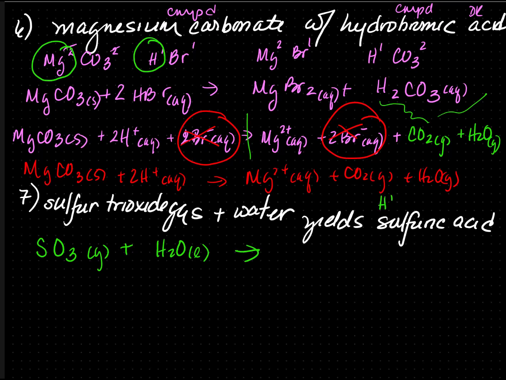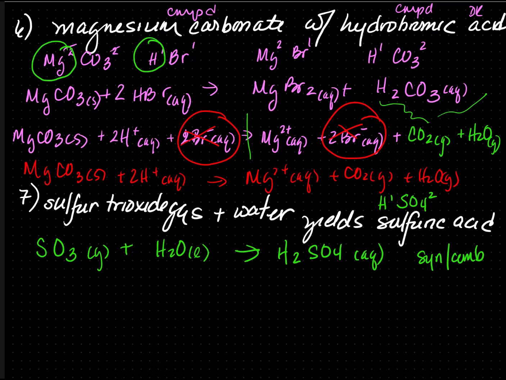Since there's no hydro, we know this is polyatomic. Since it ends in ic, this is sulfate, which has a charge of 2. So crisscross down, so it's H2SO4, and this is AQ. This is a synthesis or a combination reaction. It's also already balanced. This is our molecular equation.